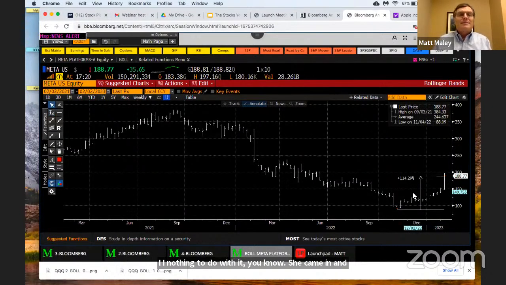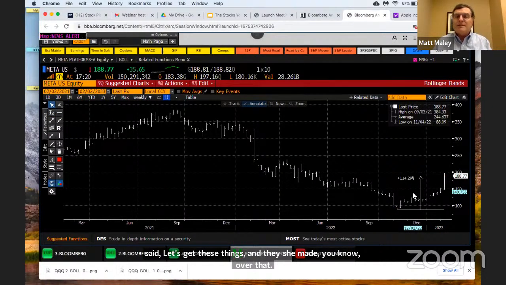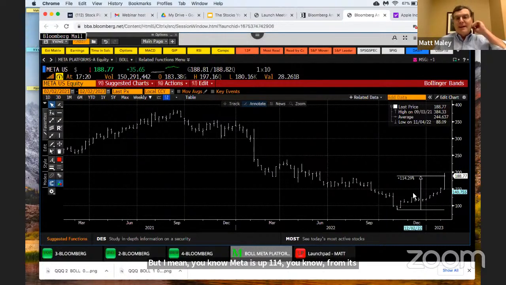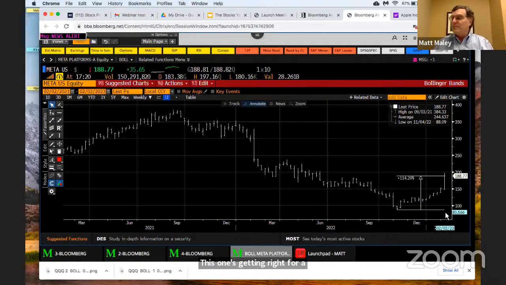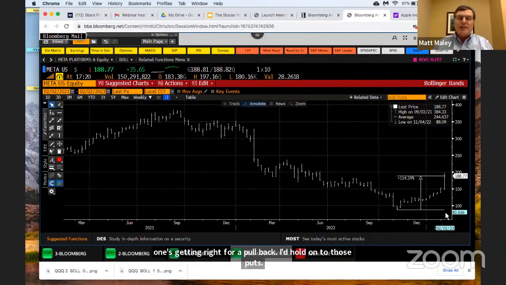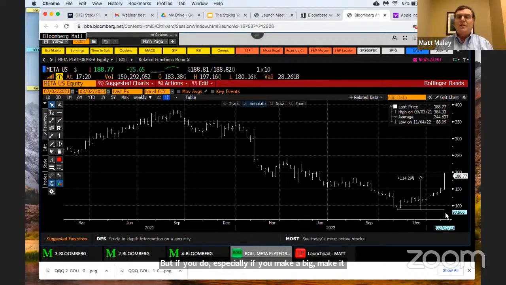But Meta is up 114% from its lows. And the stock may be going to 300. Not going to go there in a straight line. Just like it didn't go down in a straight line. Look at these big rallies here. Look at that big rally. This one's getting ripe for a pullback. I'd hold on to those puts, see how they do tomorrow. But I think you're going to do well tomorrow and probably after tomorrow. But especially if you make a killer, this thing drops into the low 180s, which I think is possible, you think about taking at least some profits and holding on to the rest.